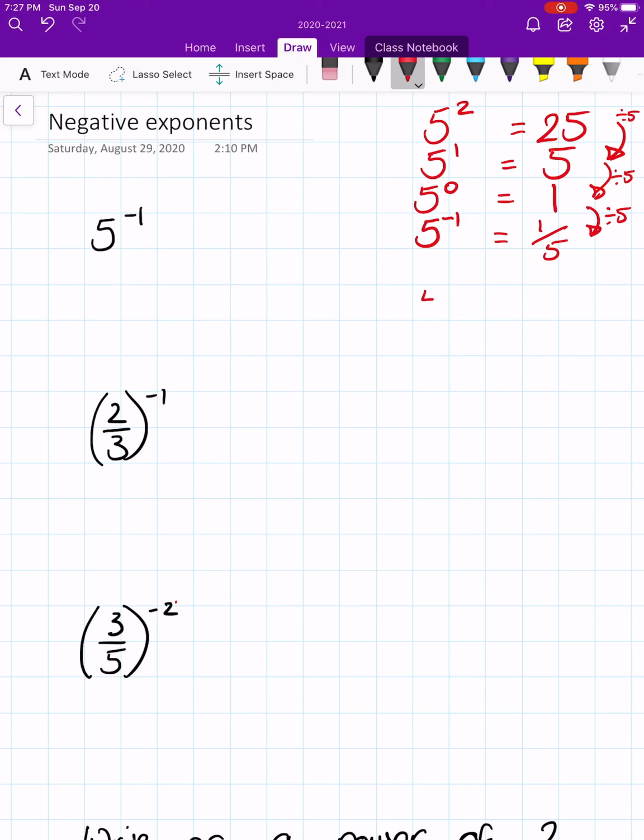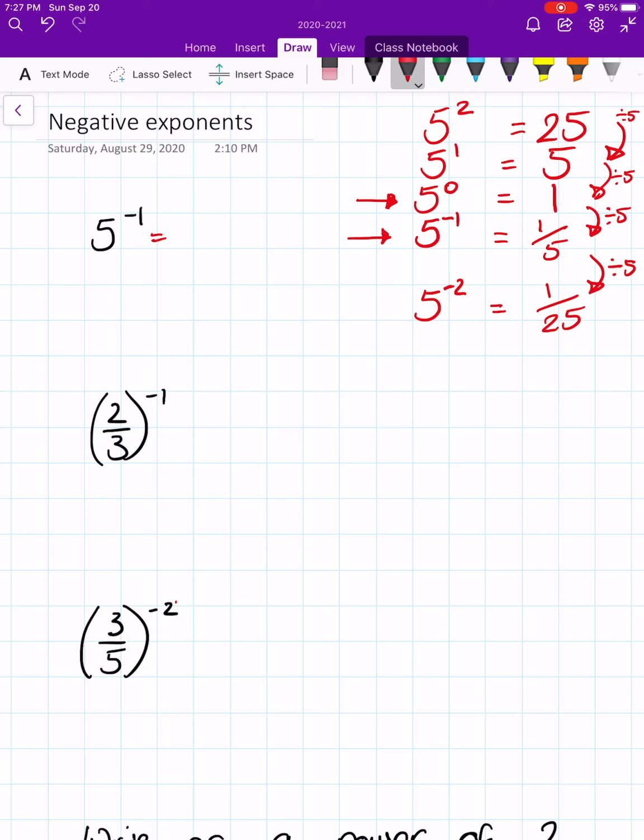I can go further, so 5 to the minus 2, so I'm decreasing that index number by 1, and then I want to divide by 5 again, which gives me 1/25. So this is why we get, well, first of all, anything to the power 0 is 1, but also why we get negative indices giving us fractions.